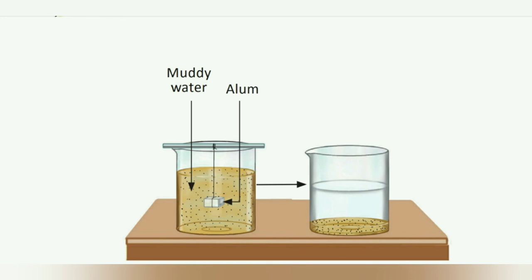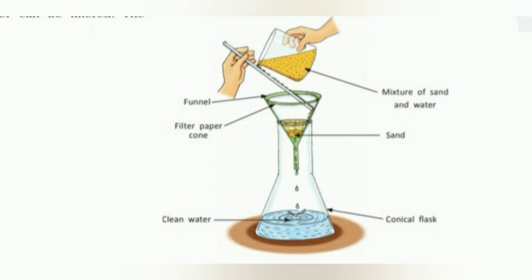Let's move on to the next one, filtration. Filtration is also a method to remove insoluble impurities. You can look at this picture. In this process, the impure water is passed through filter paper. A mixture of sand and water can be filtered. The filter paper is folded twice to make a cone. We will give it the shape of a cone, and this cone is kept inside a funnel.